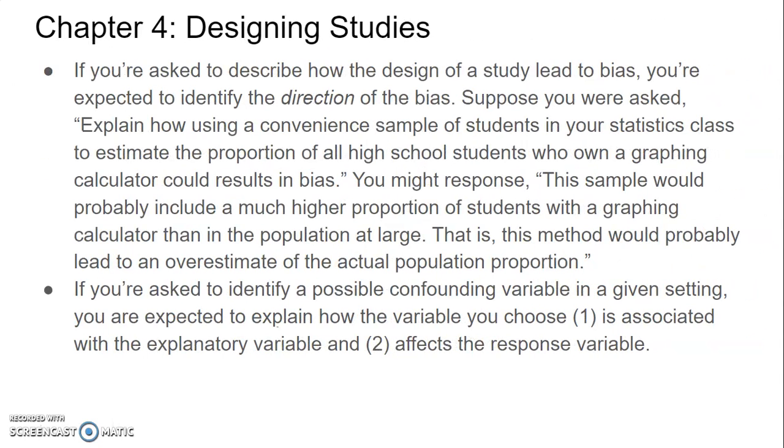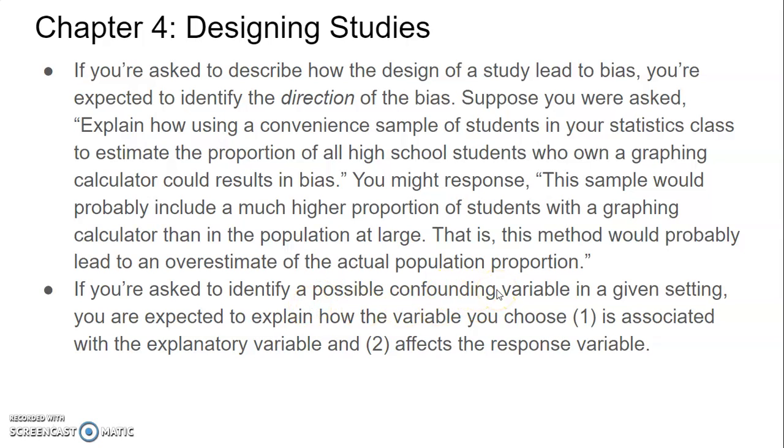So then there's chapter 4. Chapter 4 has a lot of vocabulary because we were talking about studies and we talked about bias. So again, when they ask you about bias, make sure that you're always discussing the type of bias and then what's the direction. Are we overestimating? Are we underestimating based on that type of bias? Again, types of bias are the ways that we sample. So a convenience sample is a type of bias. And then they give you an example here.